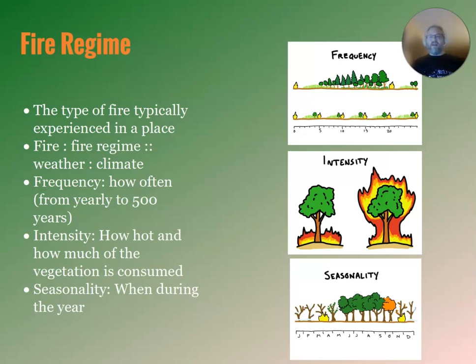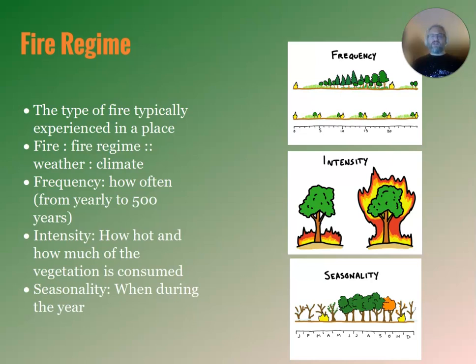So another way to think of it is you can think of the fire regime as being comparable to an individual fire in the same way that climate is comparable to weather, right? So we talked about weather is whatever's currently happening in the atmosphere, and climate is long-term average conditions. So you have the same kind of relationship between an individual fire that might be burning and the long-term average types of fire that that place would expect to get.